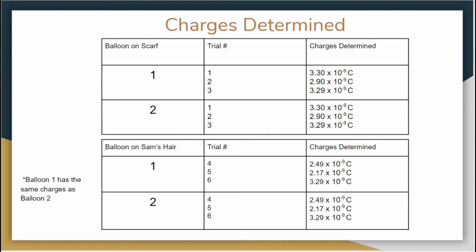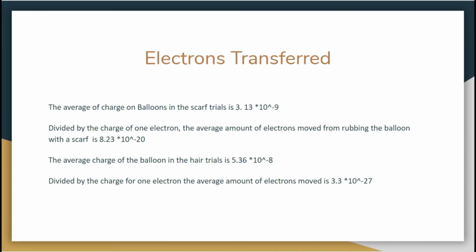Charges determined. Using the previous equation, we were able to determine the charges of balloon 1 and balloon 2 in all the trials. Again, they should be the same because our assumption is they have the same charge and repel each other the same amount. The average charge of balloons in the scarf trials is 3.13 times 10 to the 9th. Dividing the charge by the charge of one electron, the average amount of electrons moved from rubbing the balloon with a scarf is 8.23 times 10 to the negative 20th.